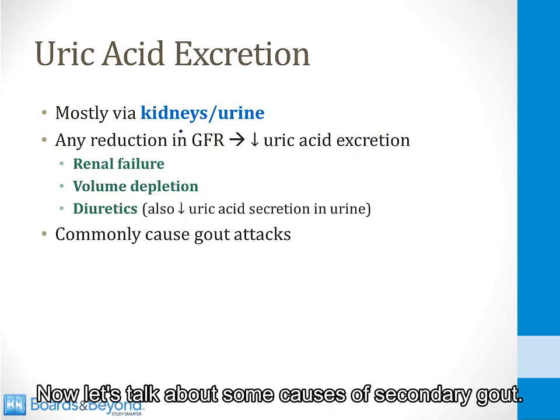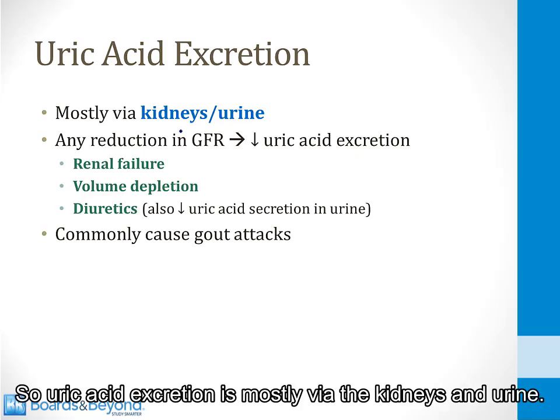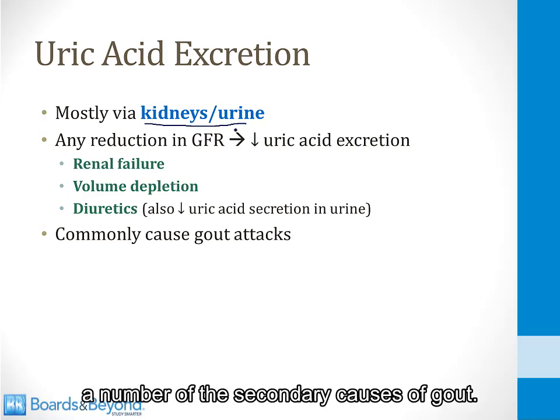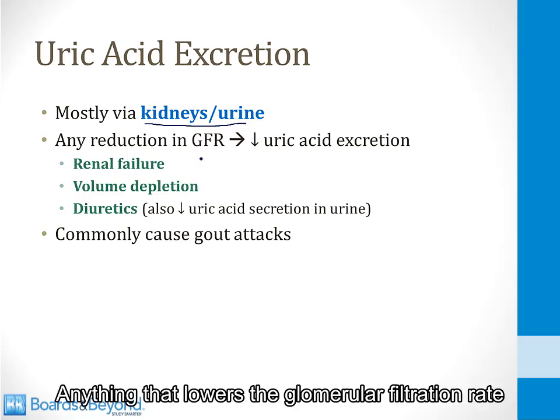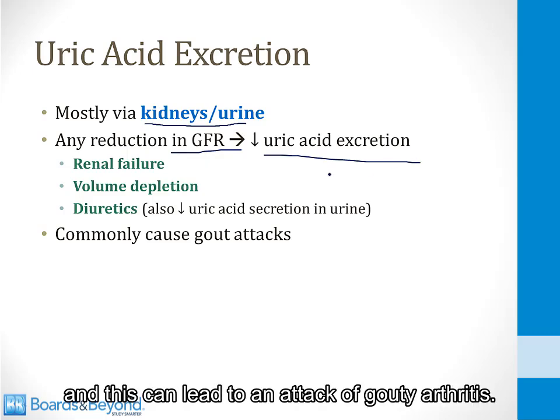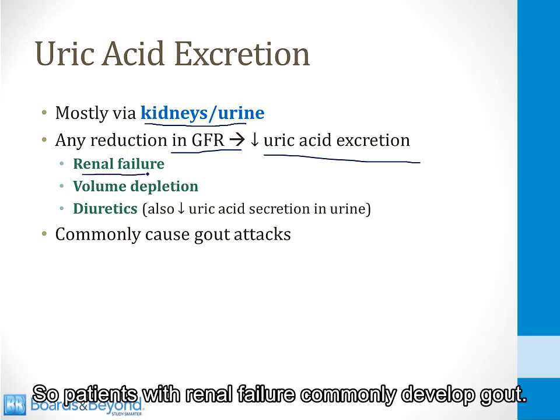Now let's talk about some causes of secondary gout. So uric acid excretion is mostly via the kidneys and urine, and if you understand this, then it's easy to understand a number of the secondary causes of gout. Anything that lowers the glomerular filtration rate will lead to less uric acid excretion, and this can lead to an attack of gouty arthritis. So patients with renal failure commonly develop gout.